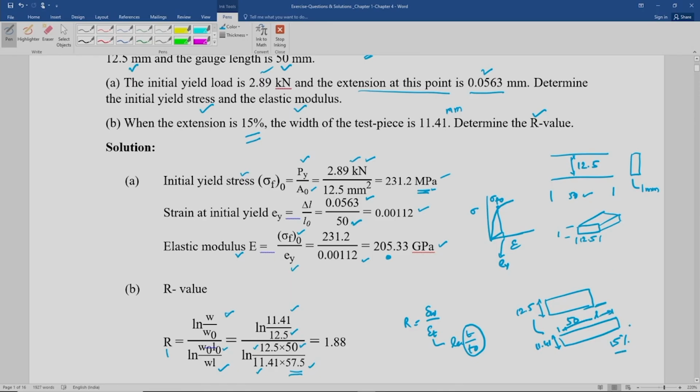So, you have to see that 15% means, let us say 0.15 would be equal to delta L divided by your L naught, and into your L is 50, let us say it is going to be 7.5, and you add it with 50, it is going to be 57.5. That is the new length. Okay, this new length L is nothing but delta L plus L naught. So, L naught is 50.